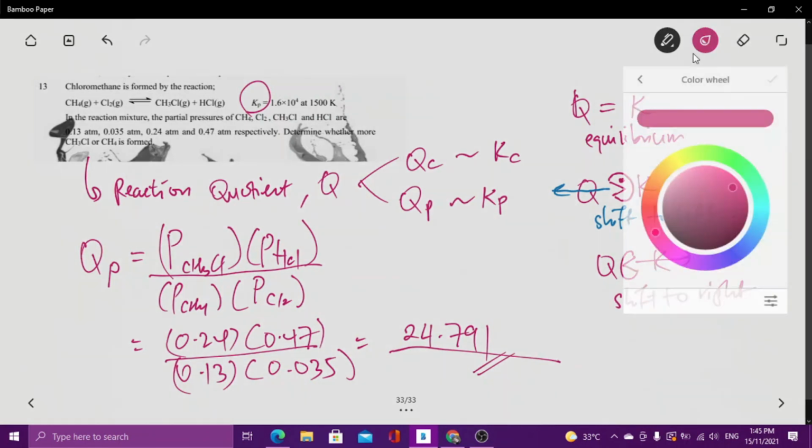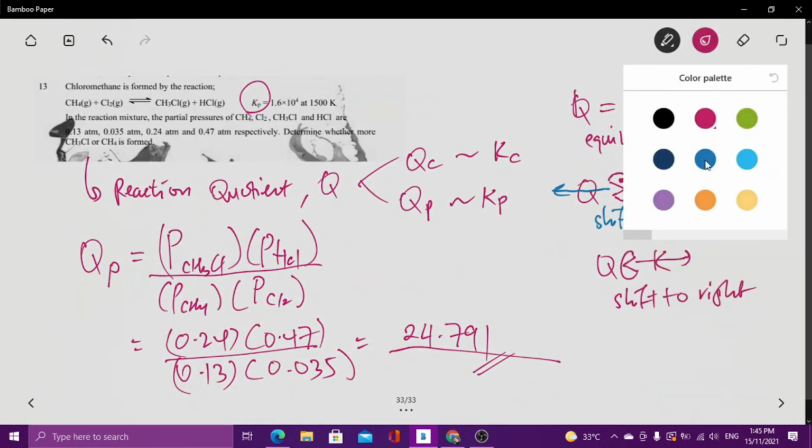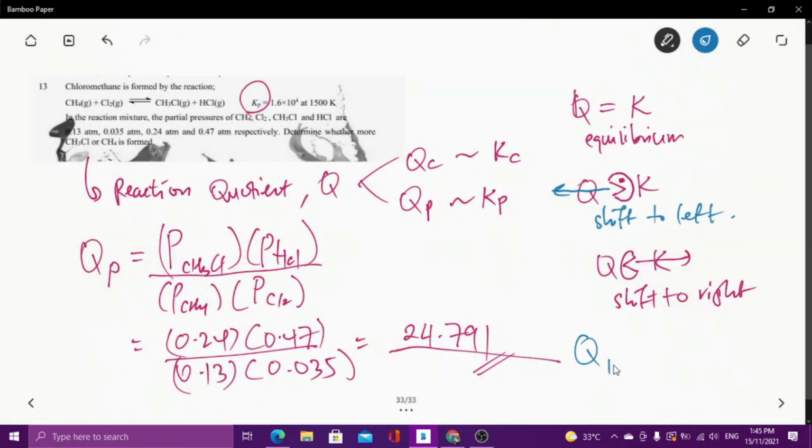So adakah value dia tu lebih besar ataupun lebih kecil daripada K? So Q dekat sini, QP 24.791, adakah dia lebih besar daripada 1.6 kali 10 kuasa 4? So K dekat sini, nilai K lebih besar lah kan. So K is greater than Q. So Q is smaller than K. So dia akan shift ke mana? Mulut dia tengah ke belah kanan. So equilibrium ni will shift to the right.